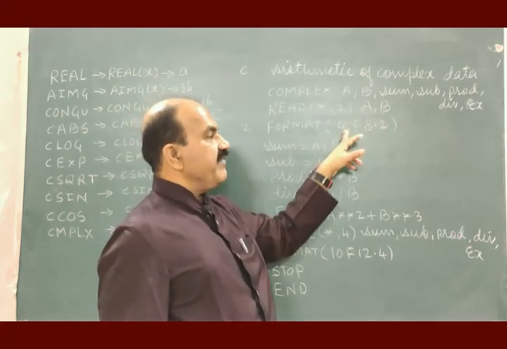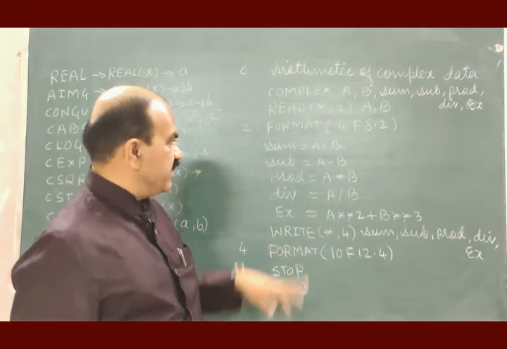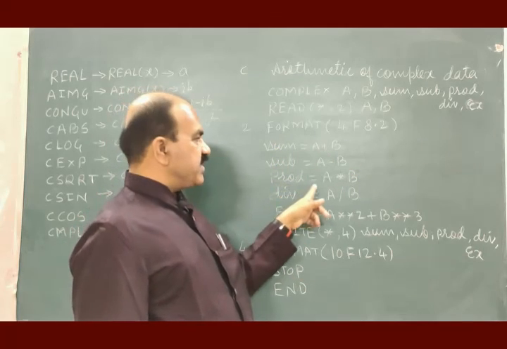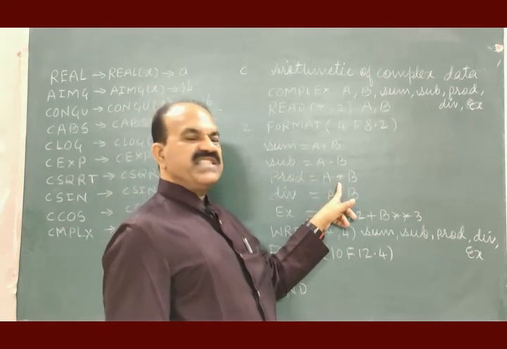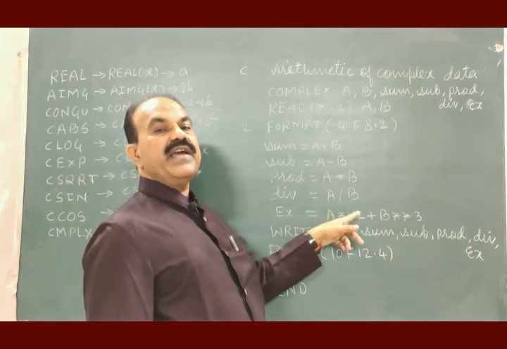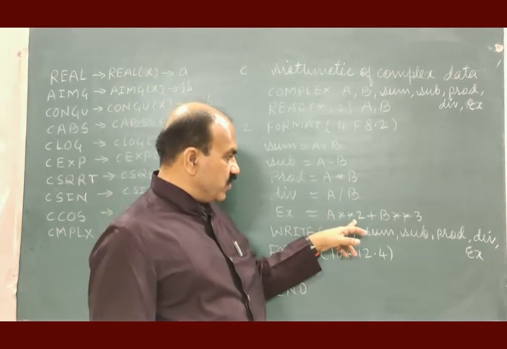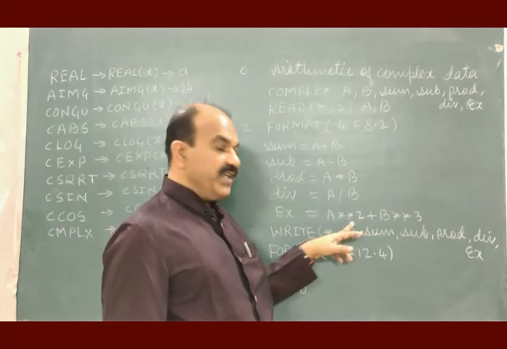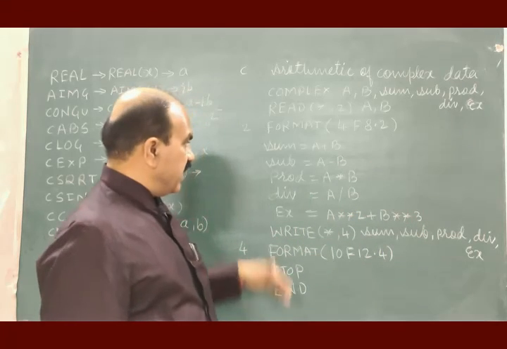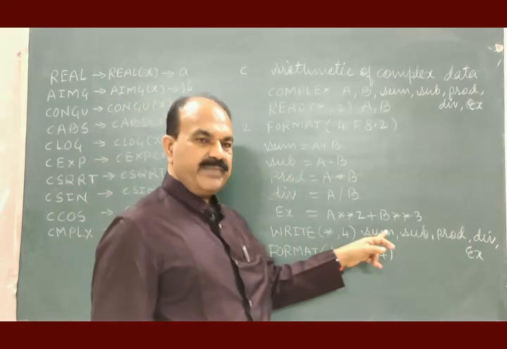After reading A and B with this format, get the sum A plus B. Sub, get the subtraction of A and B. Prod, get the product of A and B, A asterisk B. Div, get the division of A and B. Ex, exponentiation: A to the power 2 plus B to the power 3, written as A asterisk asterisk 2 plus B asterisk asterisk 3. After doing this arithmetic, let us print the results.